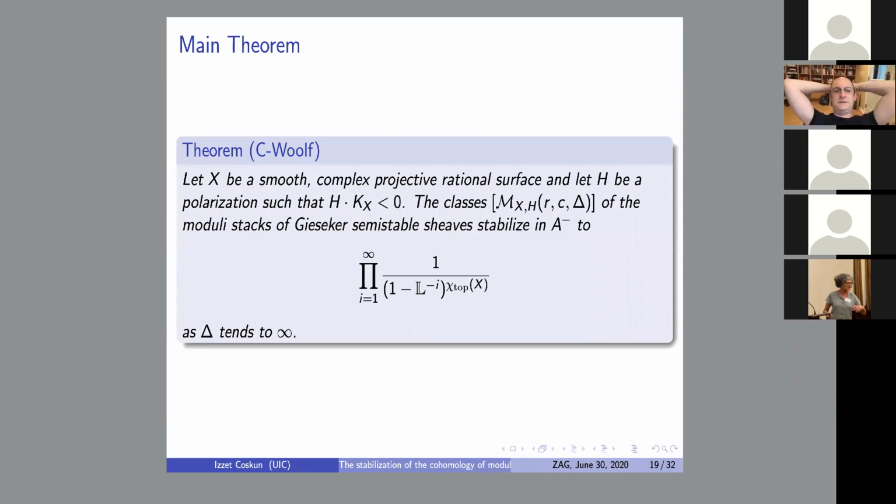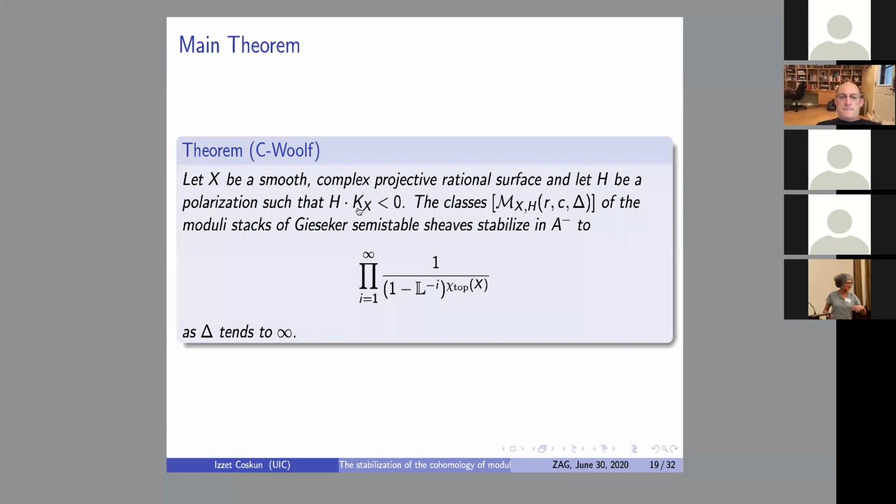So now let me tell you what the theorem is. The theorem says the following: suppose I have a smooth projective rational surface X, and H is a polarization such that H dot K is negative. Then the classes of the moduli stacks stabilize in the completed Grothendieck ring, and they stabilize to something fairly simple. They stabilize to the product over all i of 1 over 1 minus L to the minus i, to the power chi topological of X, as delta tends to infinity. So that's the theorem. Maybe a few remarks.